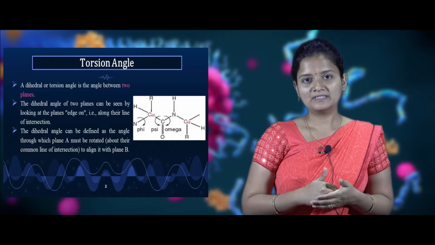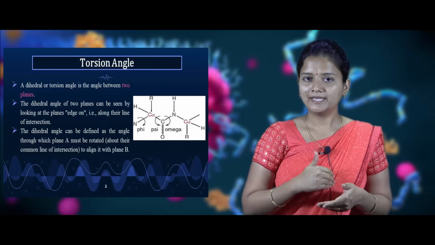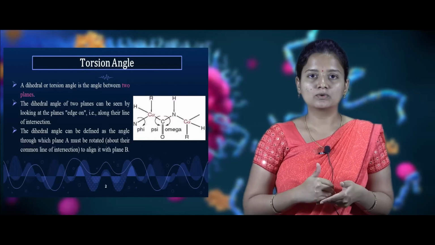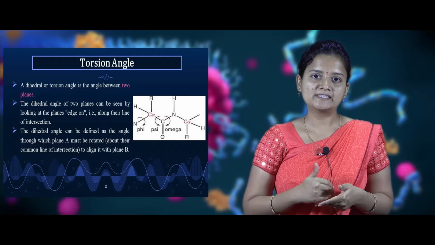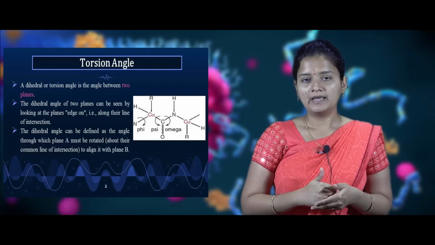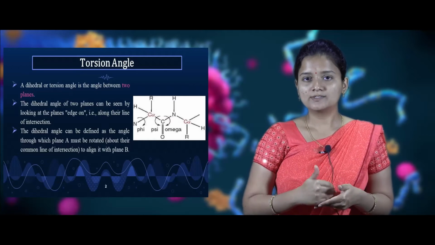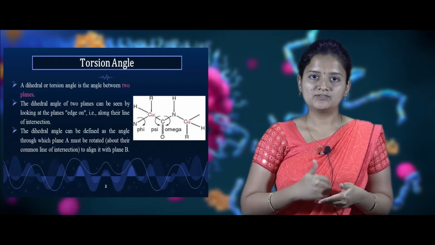The three bonds, that is the phi bond, psi bond and omega bond, play an important role in protein stability and also in protein conformation. The 3D structure of the protein is also determined by these three bonds.